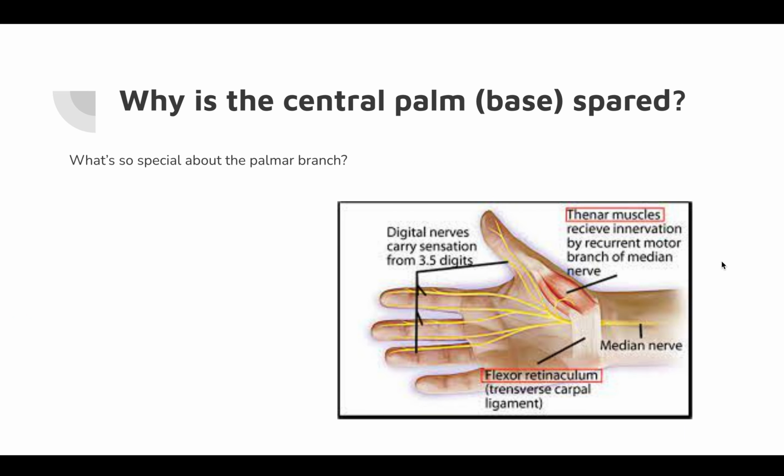Finally, we're going to end off with one important anatomical question. Why is the central palm base spared? Well, essentially, why are these fingers affected, but the palm itself here is not affected? And that is because the median nerve gives off a palmar branch, but it gives this palmar branch off before the level of the carpal tunnel, so somewhere over here. So that means the palmar branch passes superiorly to it to then go and innervate this area of the base of the center of the palm. And that is why it would be spared.